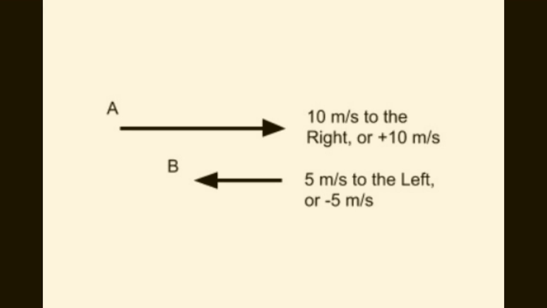Here are some very simple vectors for velocity. Notice that the values have a sign, positive for A, negative for B, and the arrows are proportional to the magnitude of the vectors. Positive 10 meters per second is twice the size and in the opposite direction as negative 5 meters per second.